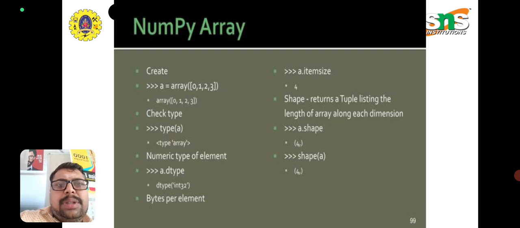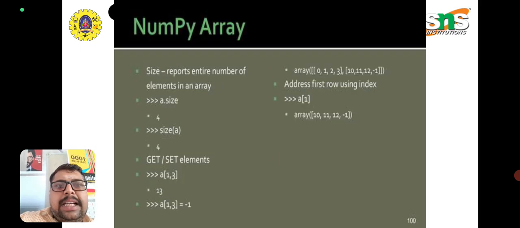Next, how many items are there? 0, 1, 2, 3, so it gives the number of items as 4. Next, you have shape, which is a tuple, and the shape of a gives the value 4. Next, size reports the number of elements: a.size or size of a, both are the same, and it gives the value 4. If you set a of 1 to -1, then it gives the value -1. This is a NumPy array.